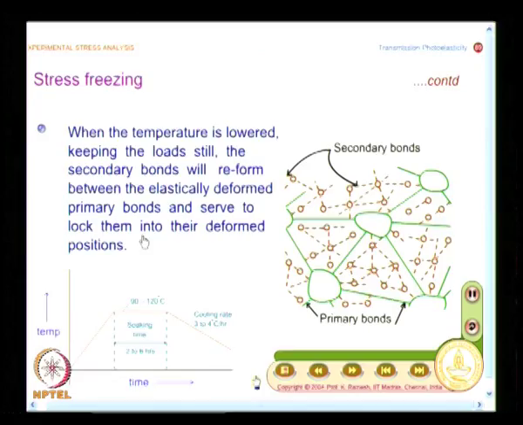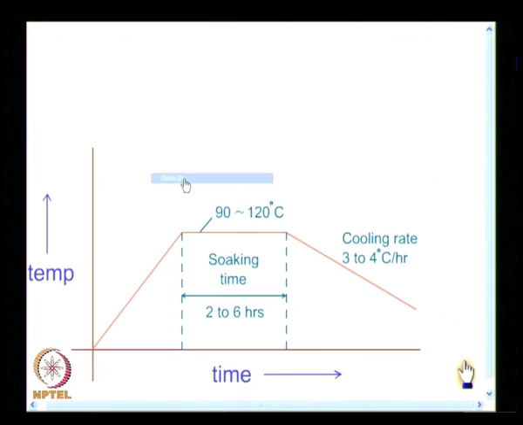put in water and frozen into ice. At the end of the process I remove the load, still the spring remains compressed. So, similarly in a stress freezing process, I essentially go through a thermal cycling. At the end of the process I remove the load, and let us see what the thermal cycling process is. And this is the thermal cycling process.